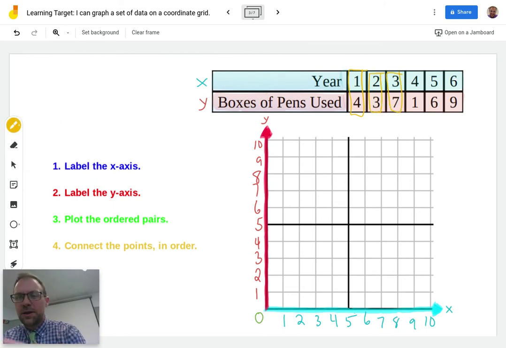There they are, right there. All right, so let's do it. We have to plot the pairs in order. We got to connect them in order as well. So let's start with this first ordered pair here, 1, 4. I'm going to go over to 1 and up to 4, and it's going to belong right there.